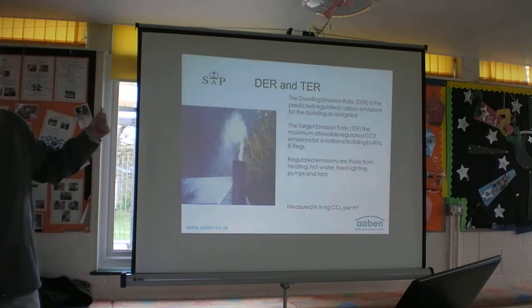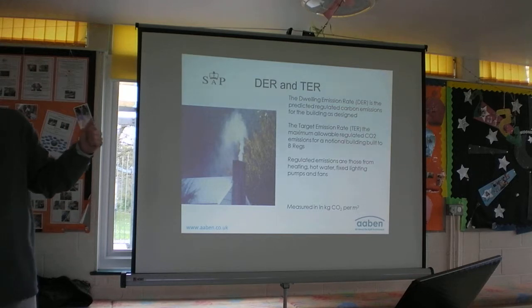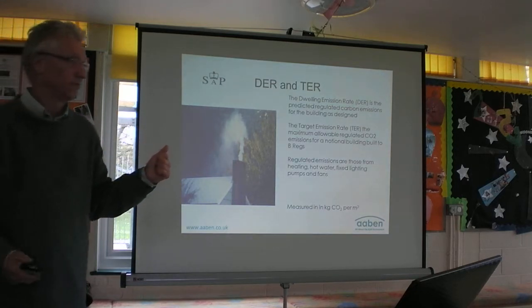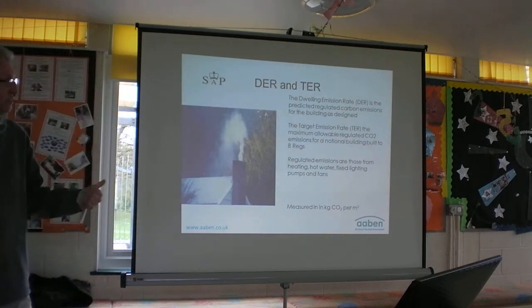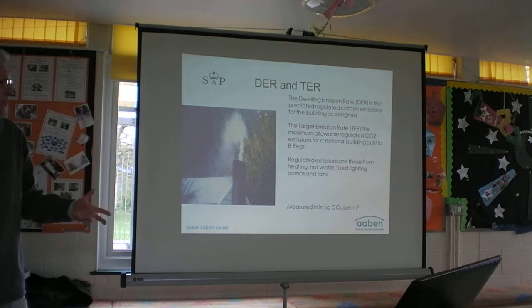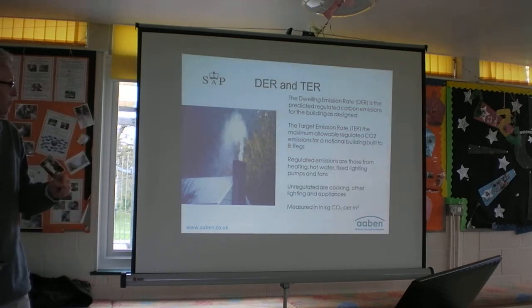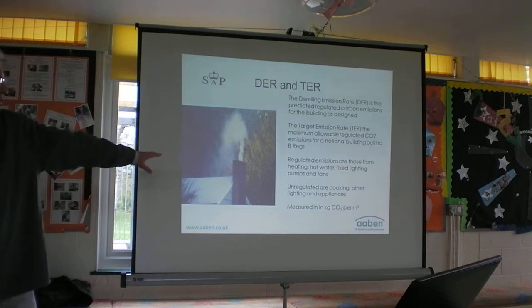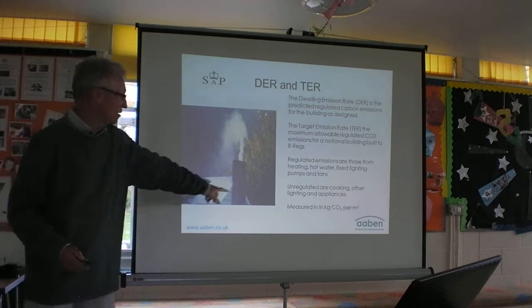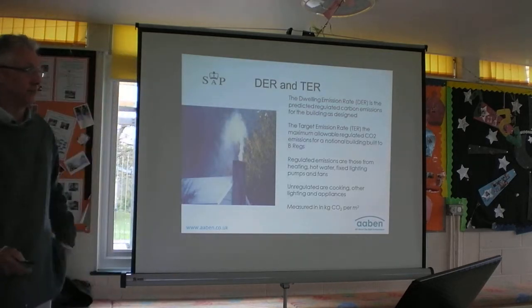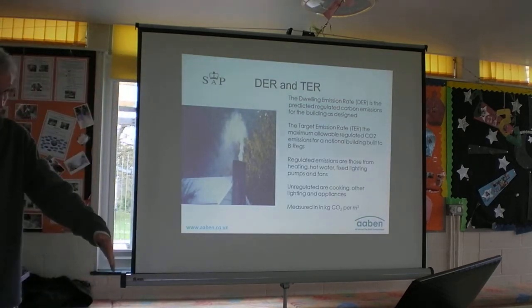It only deals with regulated emissions. It's not bothered about your telly or your fridge or any of the other electrical toys. It's bothered about your heating, your lighting, your hot water, ventilation. And I say lighting, fixed lighting. Unregulated cooking and other lighting appliances are not included. And it's measured in kilograms of CO2 per metre squared. So it's a metre square of floor area.